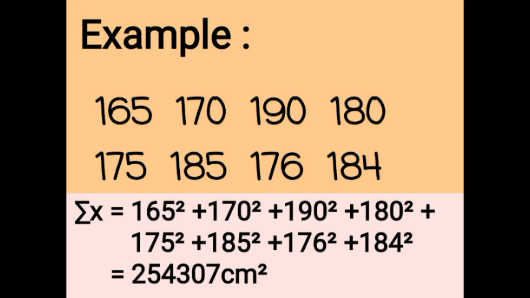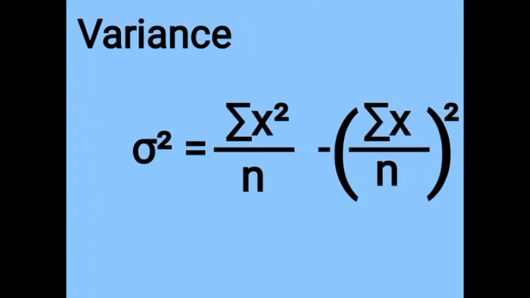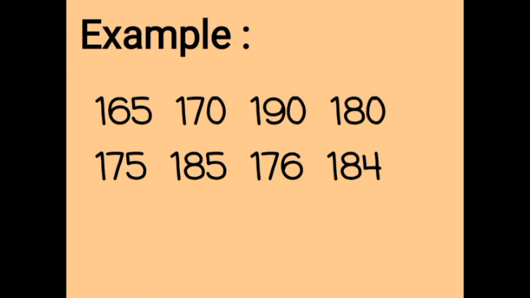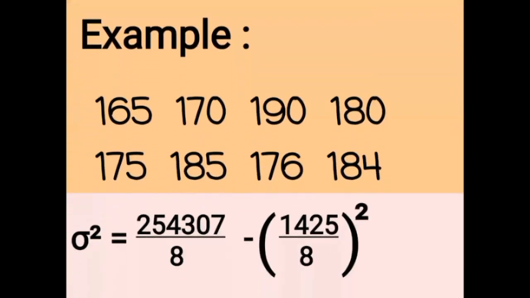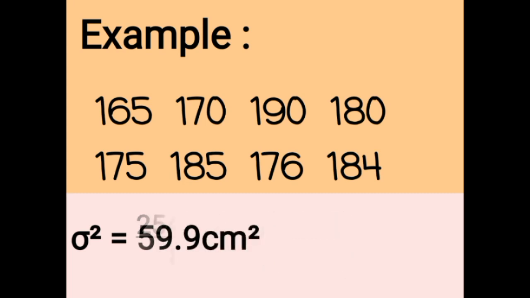Square each of the height values, then the total is 254,307 centimeters squared. So as we saw earlier, the variance is the mean of the squares minus the square of the mean. Then the variance here is the mean of the squared heights minus the square of the mean heights. So using this formula, the variance equals 254,307 over 8 minus 1425 over 8 squared equals 59.9 centimeters squared. So here I gave the answer to 3 significant figures.